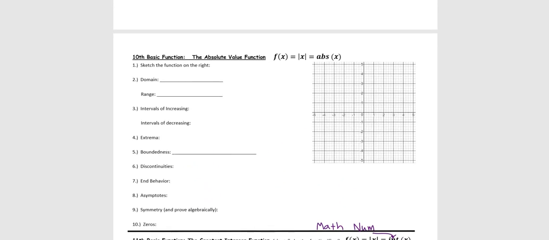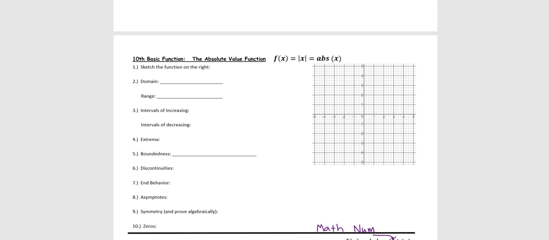Okay, so any others that you want? Somebody else mentioned a couple that they wanted me to look at.